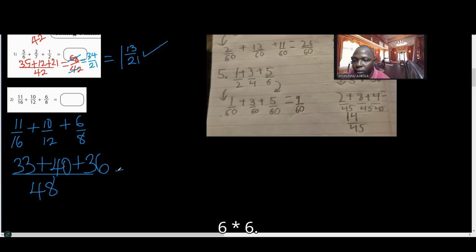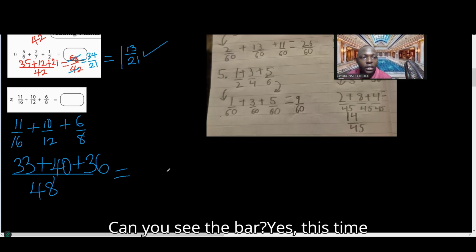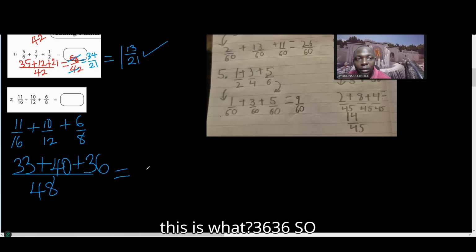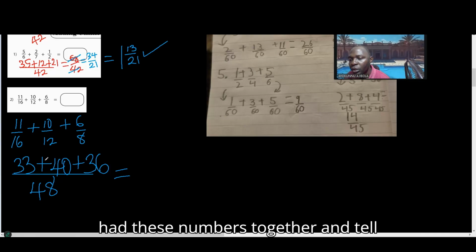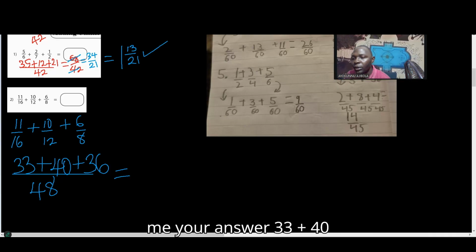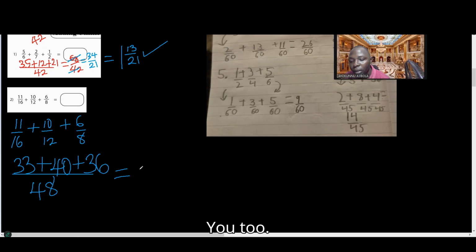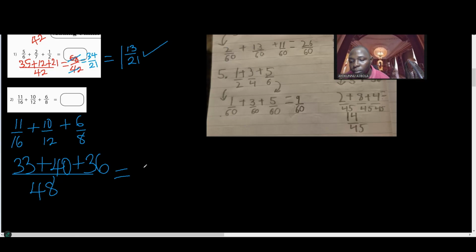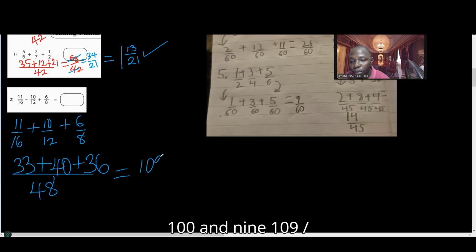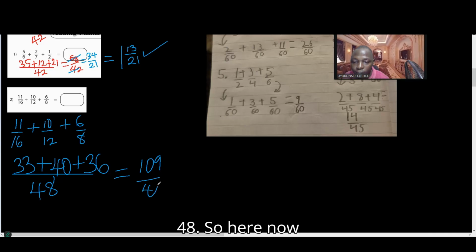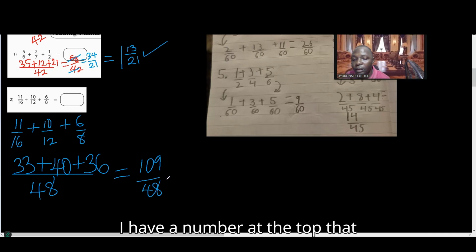Can you see the board? Yeah. 6 times 6 is what? 36. So add these numbers together and tell me your answer. 33 plus 40 plus 36. Is it 109? 109 over 48.